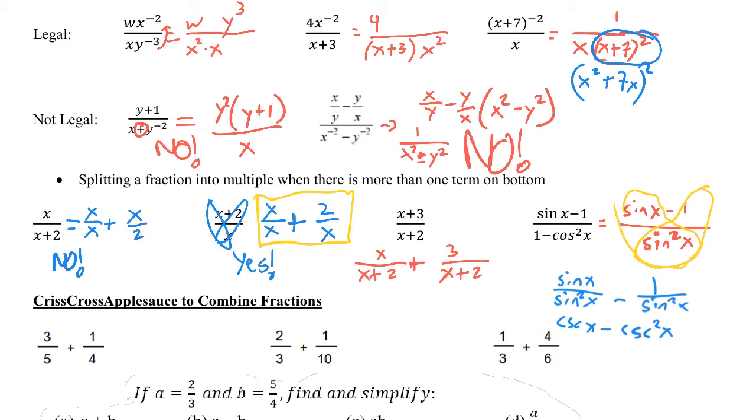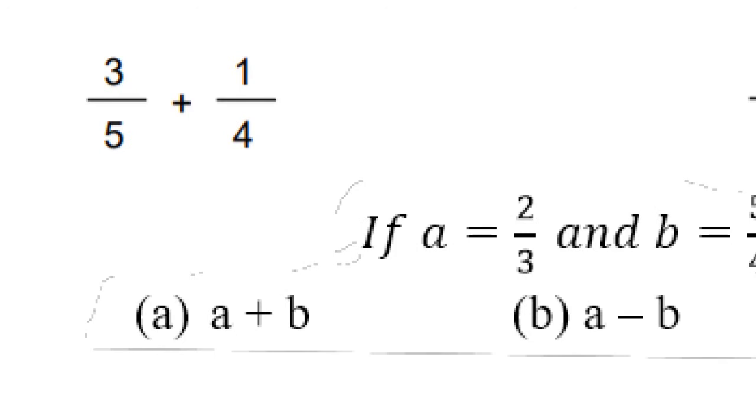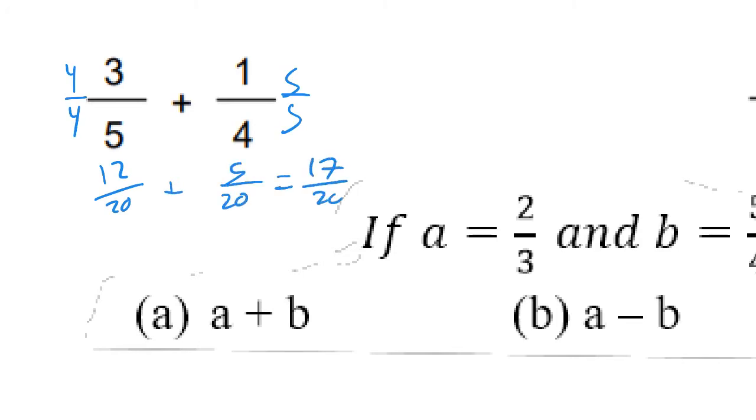So 3/5 plus 1/4. You have to get common denominators, all that. But there's a faster way. To get a common denominator, it's going to be 20. So I'm going to have to multiply this by 4 over 4 and this by 5 over 5. And then I get 12 twentieths plus 5 twentieths is 17 twentieths. Okay, I mean, that's not hard.